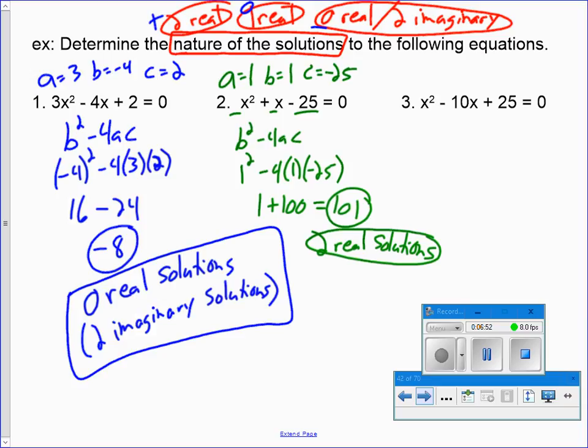Last one, same idea. It's already in standard form, so we'll go ahead and look at a, b, and c. Plug them in, see what we get. So we have b squared minus 4ac.